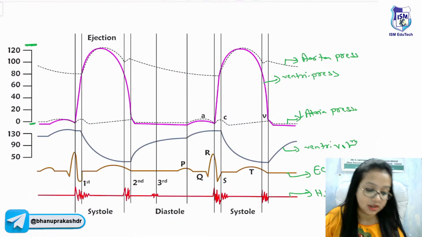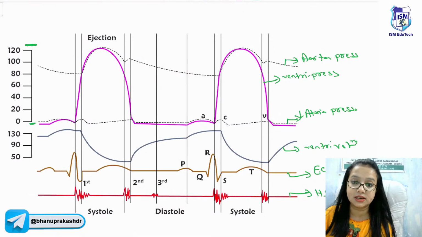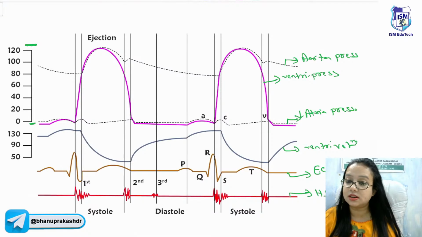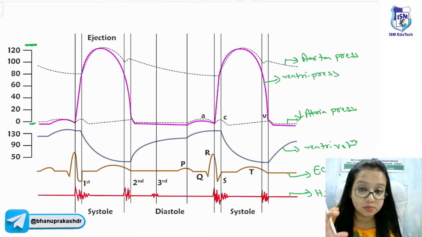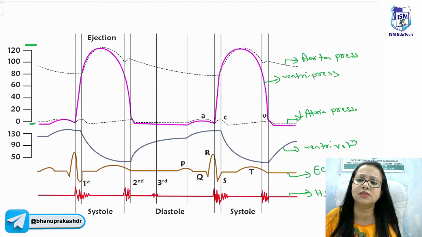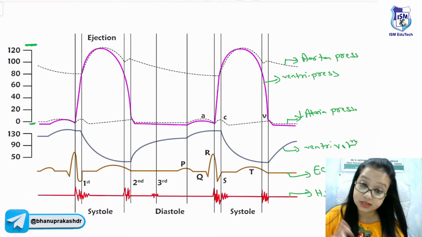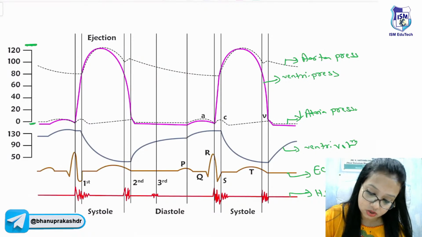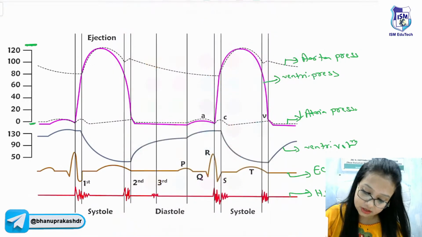The events that are happening are totally the same. It is not that the right atria or right ventricle show some extra characteristics. No, the events are exactly the same, but the amplitude, the height, is much more on the left. That's why we study the left side, which is easier for us to understand. Okay, now we'll start with the ventricular pressure change.